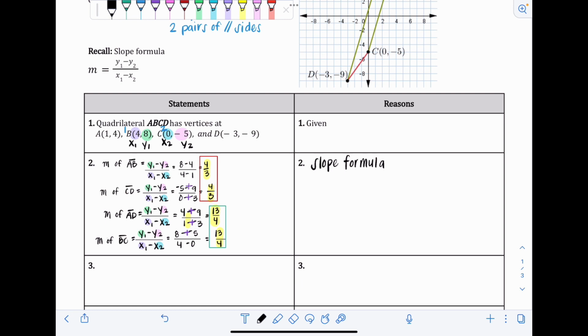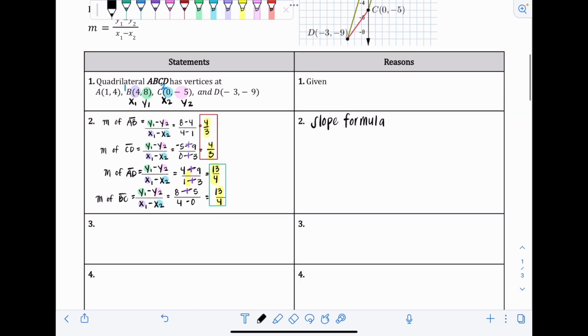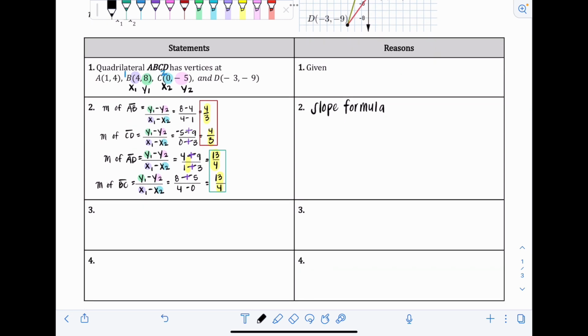And now for statement number 3, we can go ahead and say that those pairs of segments are actually parallel to each other, the ones that both had 4/3 and the ones that both had 13/4 as their slopes. So it's going to be AB is parallel to CD because they both had 4/3 as their slope.